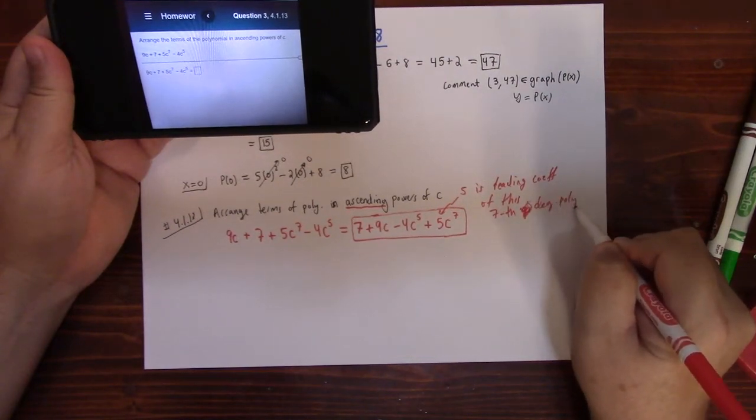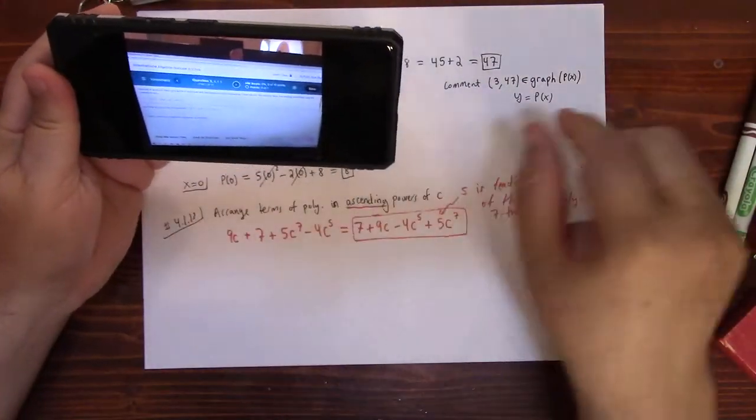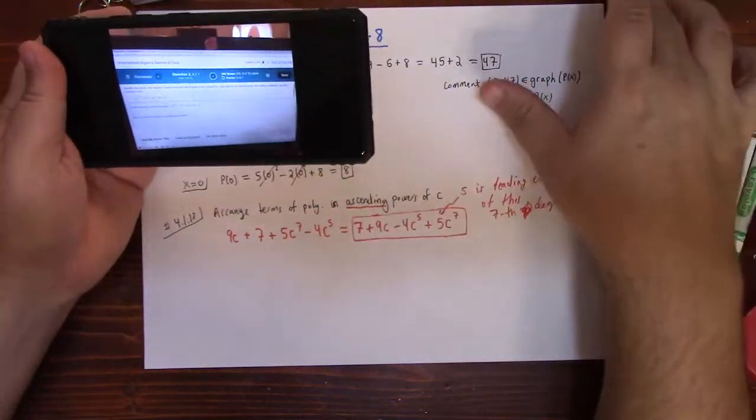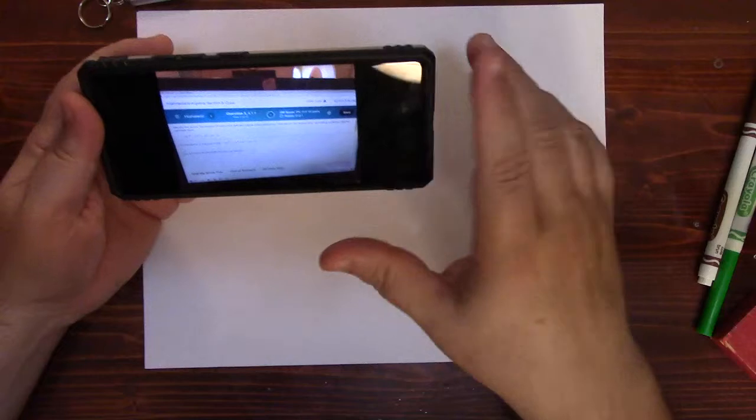Ooh, this marker is near dead. Hopefully make it. Oh my goodness, I had not zoomed in yet here. This particular problem is so wide on the screen, it's hard for me to take a picture of.